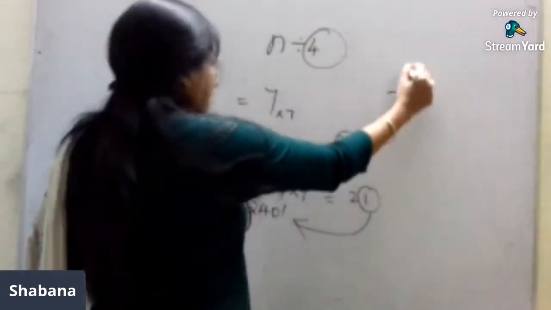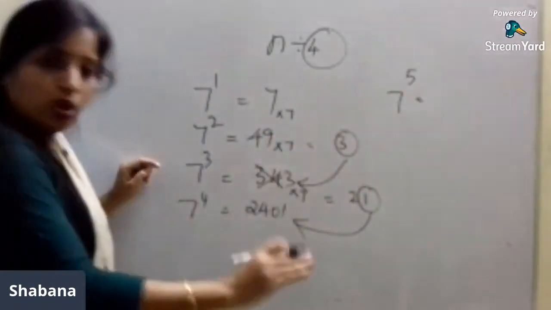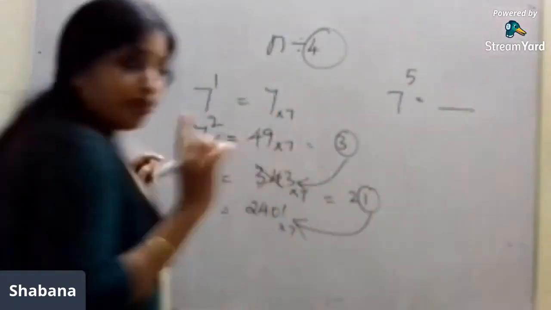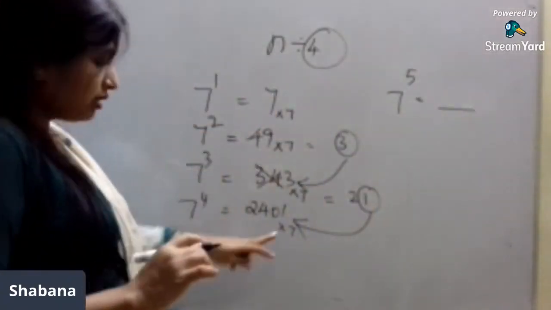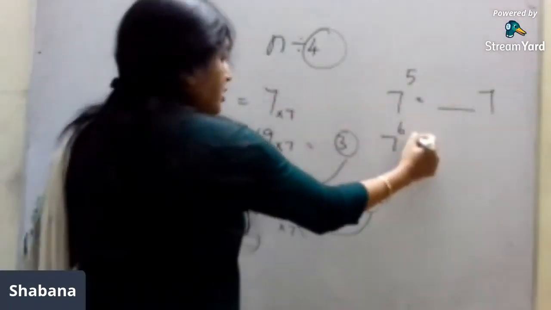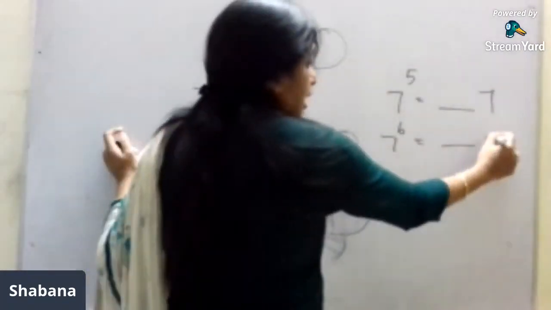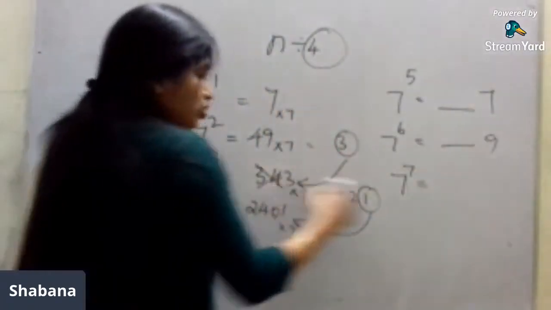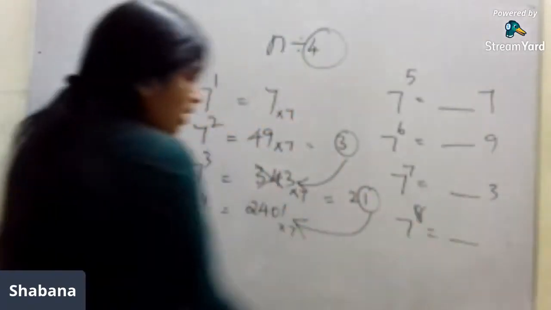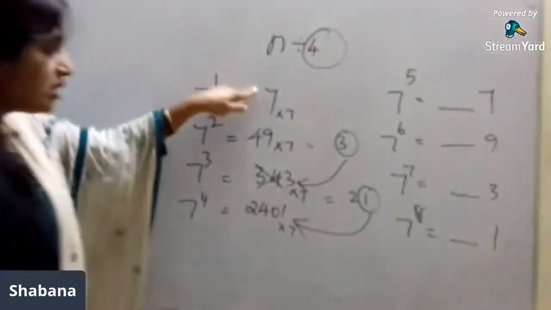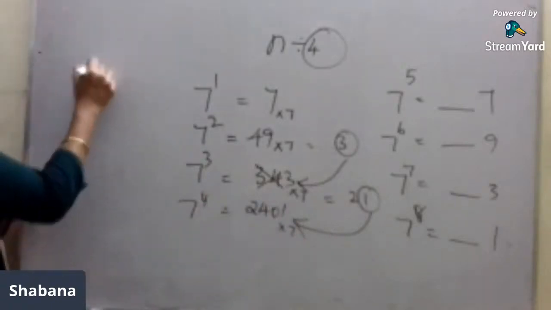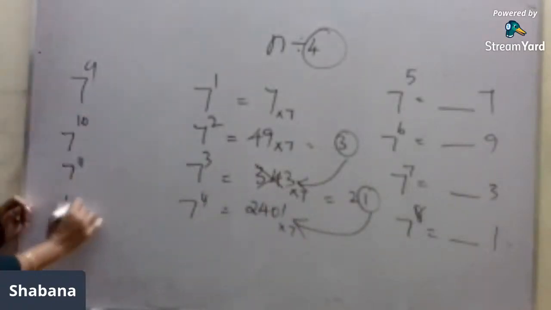So ultimately, for 7 power 5, I need not work out the whole answer at all. I only have to multiply by 7 and see the last digit. To find the last digit, I need not multiply the entire thing. I can just say that my last digit is 7. Now 7 power 6 will have last digit 9. 7 power 7 will have last digit 3. And 7 power 8 will have last digit 1. So 7, 9, 3, 1.